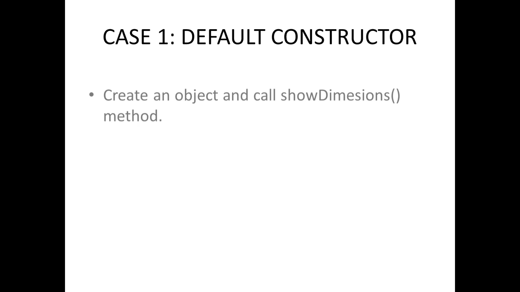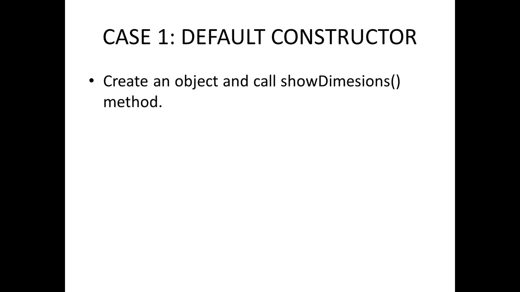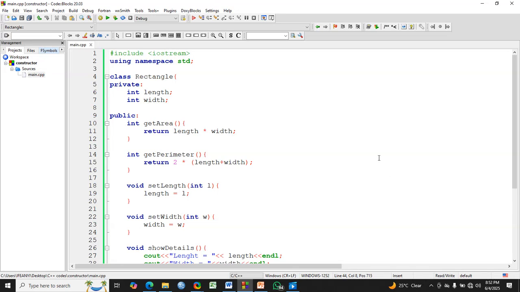So the first case is the default constructor. We are going to create an object and call the show dimension method and see what happens after we have created the object. So here is the code I've already written. I didn't want to take time writing it, just to save recording time.